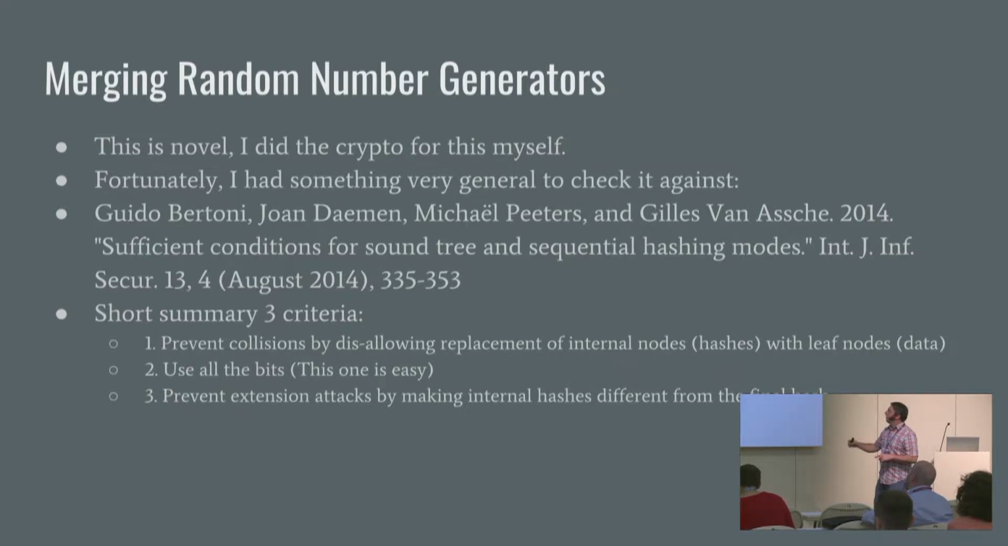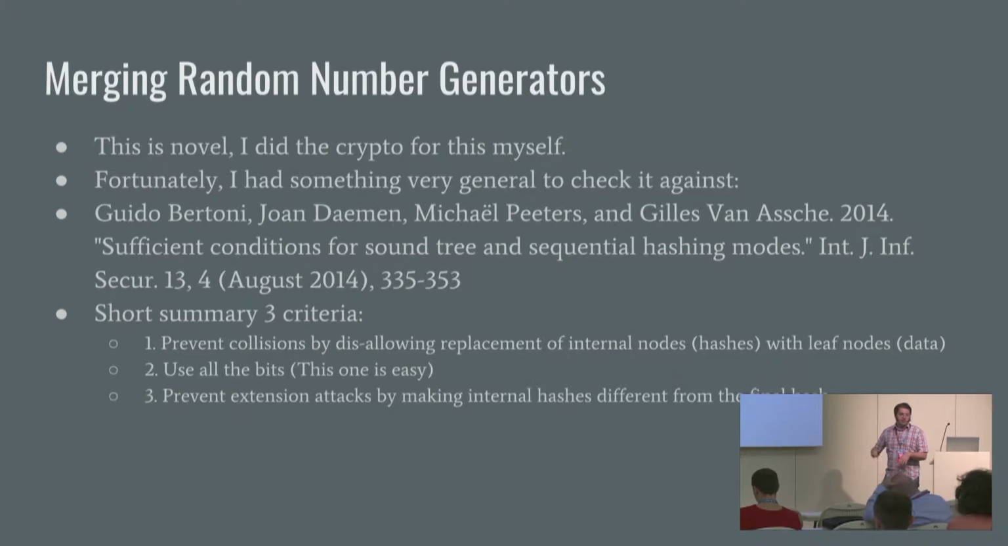One of the things that we did is there's a paper, Sufficient Conditions for Sound Tree and Sequential Hashing Modes. So what we're doing is we're viewing the merges as join nodes in a tree hashing mode. As a quick rundown of what the paper says, and the paper itself is really fun, if you want to grab me after, I can show you the paper and we can go through it in more detail. But it has 3 criteria for whether or not your tree hashing mode is secure.